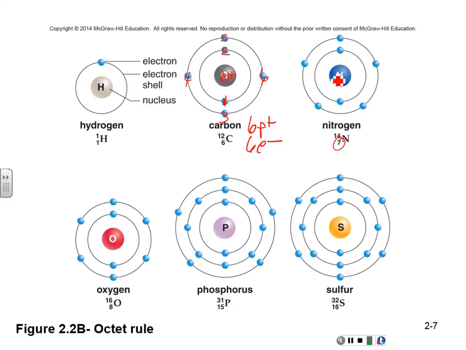Nitrogen is 7. So there are 7 protons, and there should be 7 electrons. 1, 2, 3, 4, 5, 6, 7. Oxygen is 8. So this should be 8 electrons, right? 1, 2, 3, 4, 5, 6, 7, and 8. But what we need to pay attention to is this outer ring. The outer ring wants 8 electrons in order to be stable.